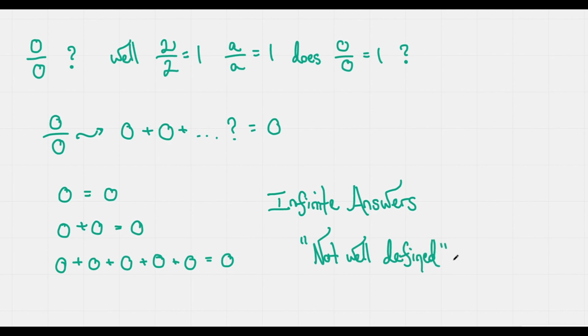Given the level of your math class and the things you might be doing in it, there might be ways to better define what you are doing if you are getting 0 over 0 as an answer, so that you can get a defined answer. But that's a topic for another time.